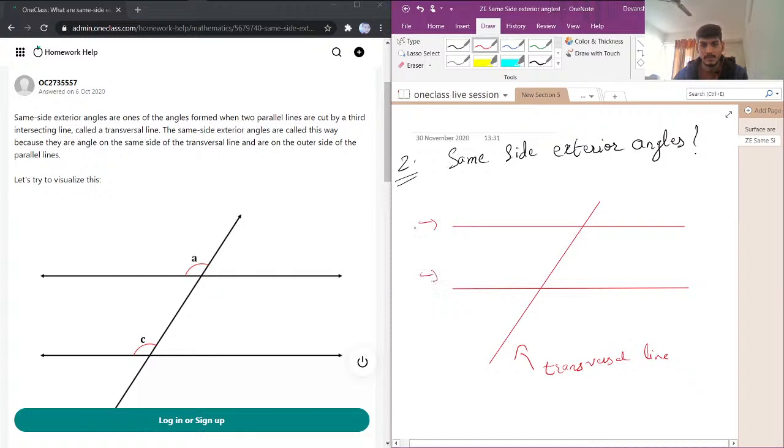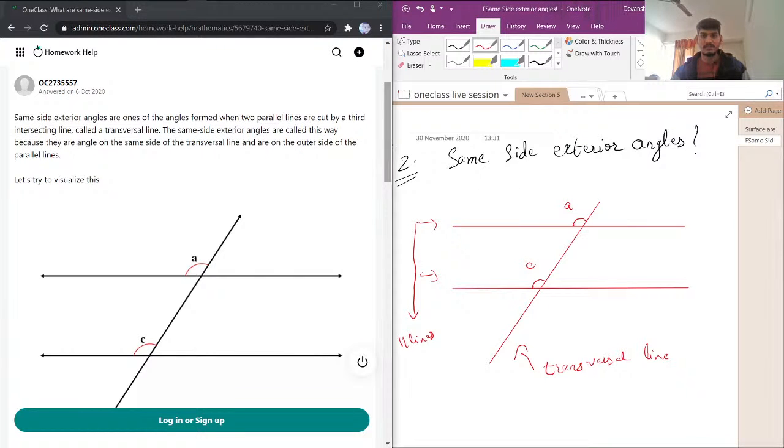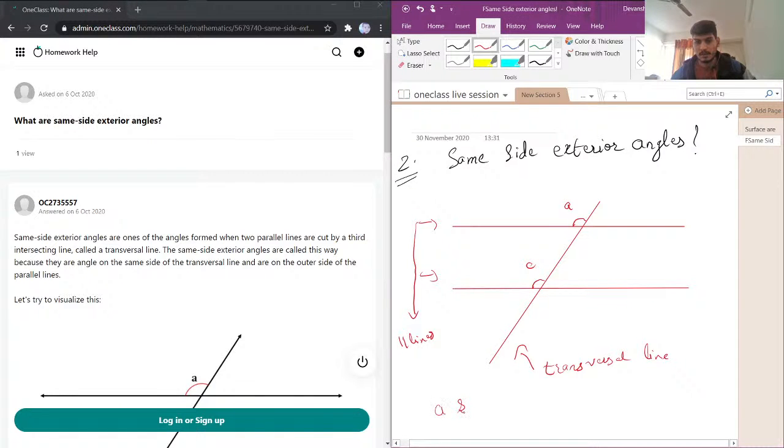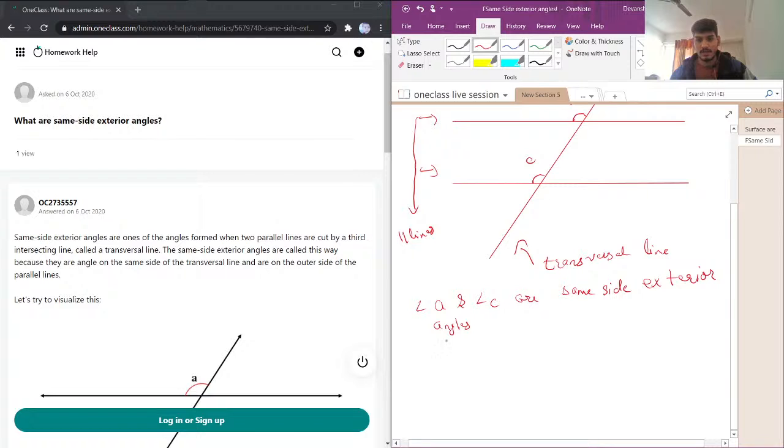These are the two parallel lines. Let's say this is one angle, this is another angle, A and C. So these angles A and C are called same side exterior angles, and there is one more thing, that angle A is equal to angle C also.